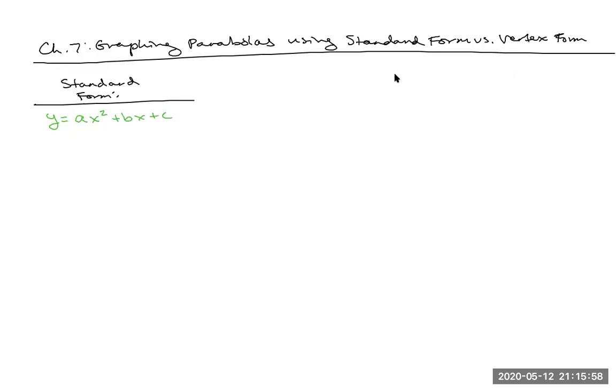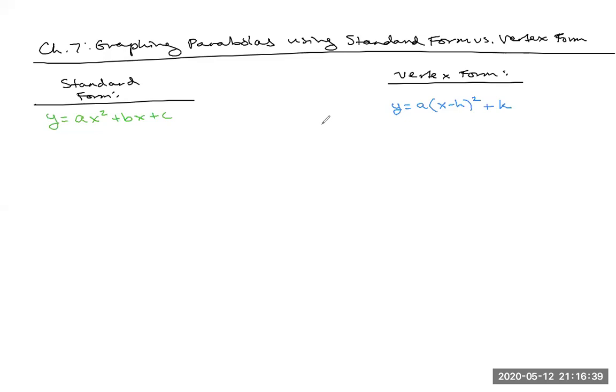In comparison, there's vertex form. Its form is y equals a times the quantity x minus h squared plus k. You might be thinking, where did the b and c go? Where's h and k coming from? First and foremost, let me start with vertex form because it's a little bit less scary to explain once you understand where h and k are coming from.